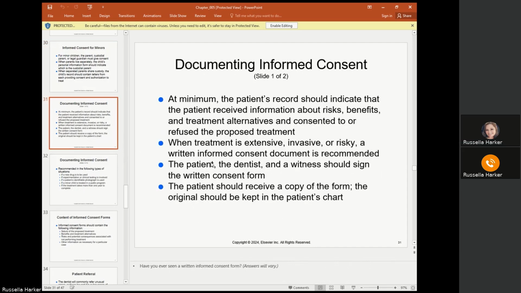When you're documenting informed consent, most states do not require specific means for documenting discussions on informed consent. But at a minimum, the patient's record should indicate that the patient received information about the risks, benefits, and treatment alternatives and consented to or refused the proposed treatment plan. When treatment is extensive, invasive, or risky, a written informed consent document is recommended. The patient, the dentist, and a witness should sign this consent form, and the patient should receive a copy of the form while the original is kept in their chart.